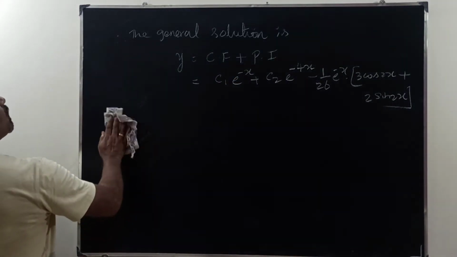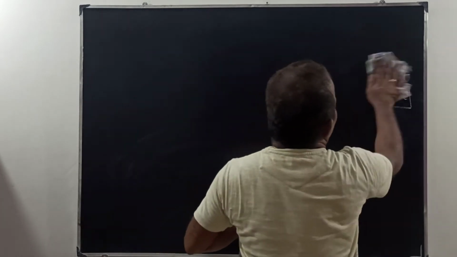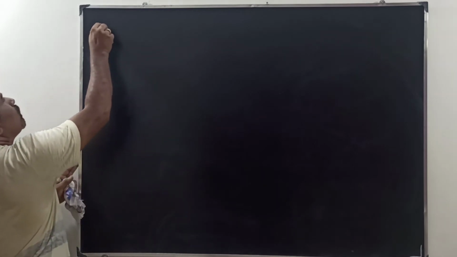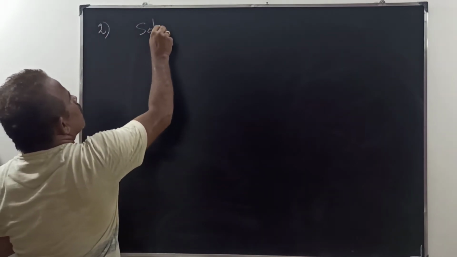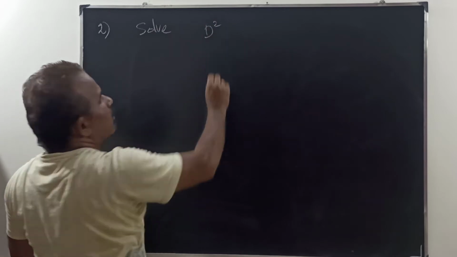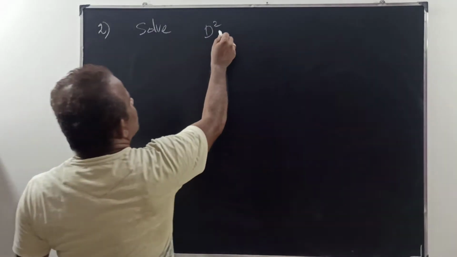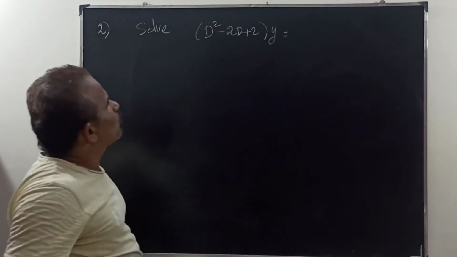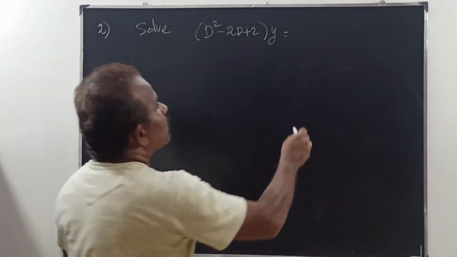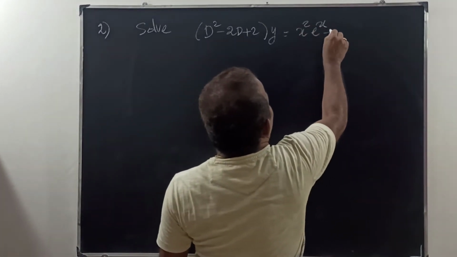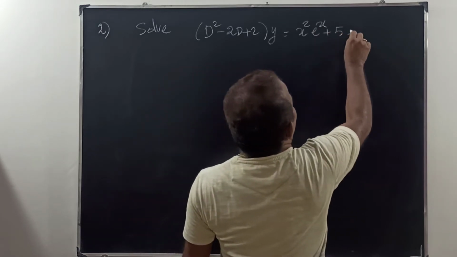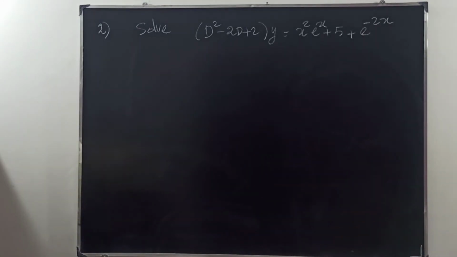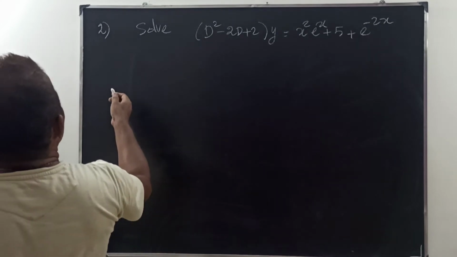Okay, so therefore the next problem is problem number 2. Solve D square minus 2D plus 2 into y is equal to x squared e power x plus 5 into e power minus 2x. Solution.